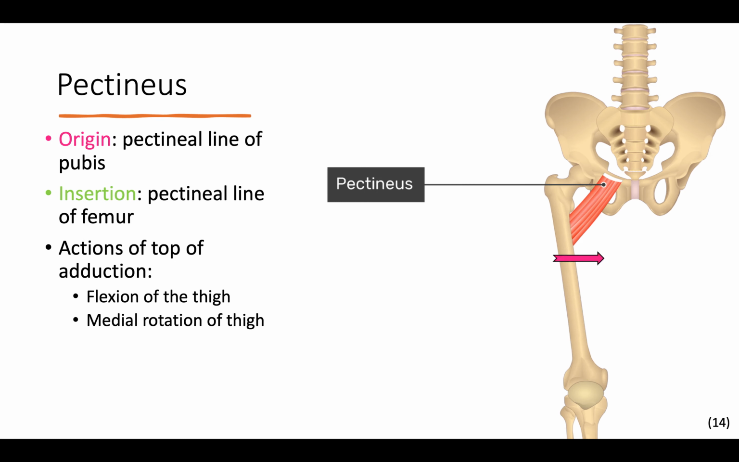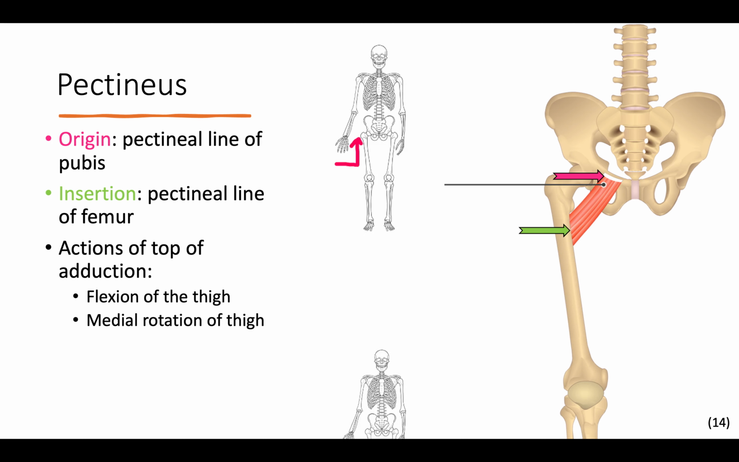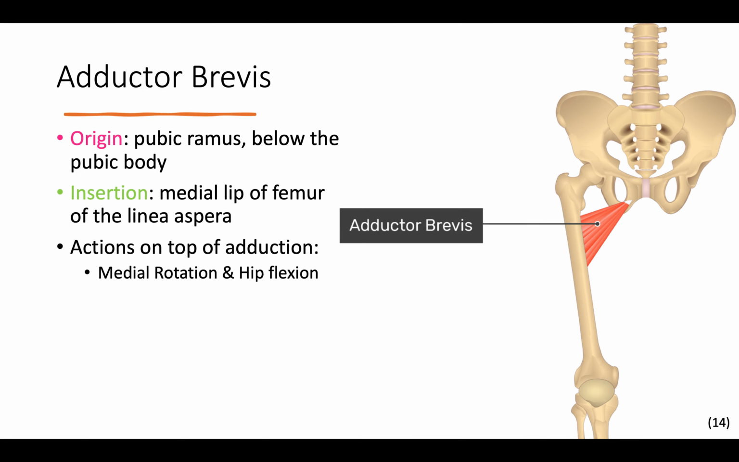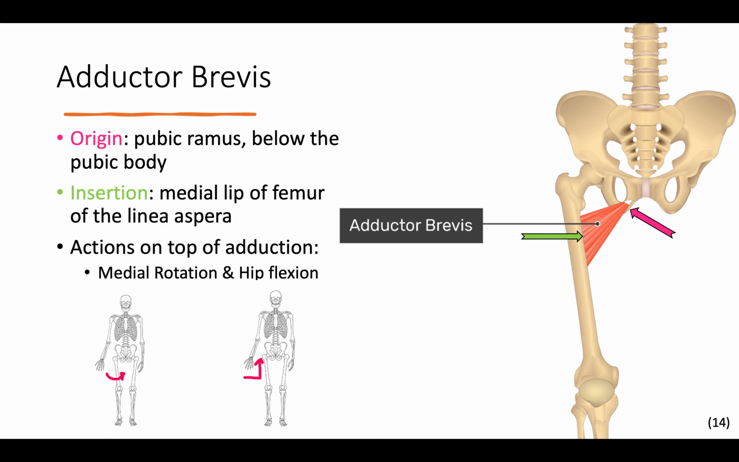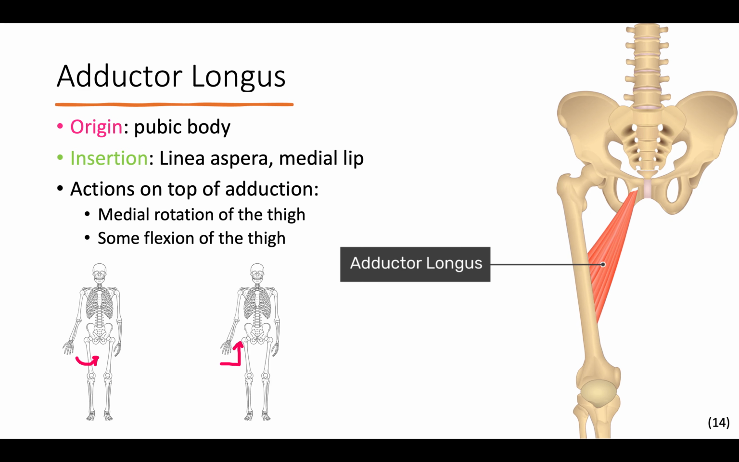The pectineus originates at the pectineal line of the pubis and inserts on the pectineal line of the femur. It flexes the thigh and medially rotates the thigh. The adductor brevis originates at the pubic ramus below the pubic body and inserts on the medial lip of the linea aspera of the femur. It medially rotates and flexes the thigh at the hip. The adductor longus originates at the pubic body and inserts on the medial lip of the linea aspera. Its actions include medial rotation and flexion of the thigh.